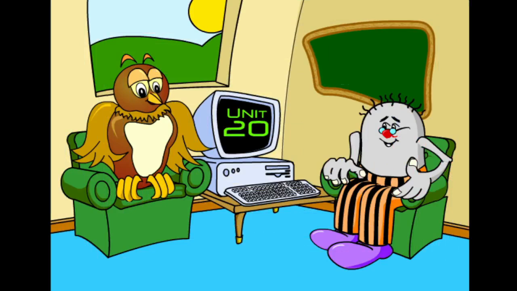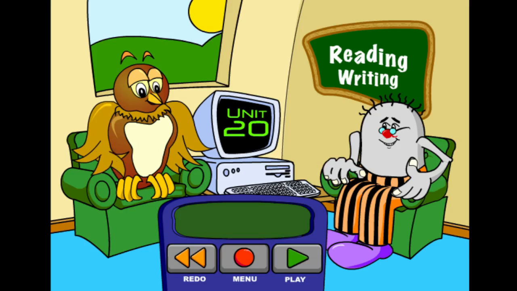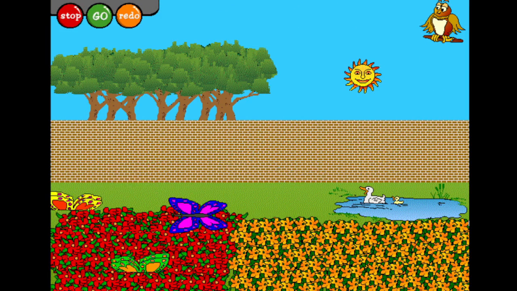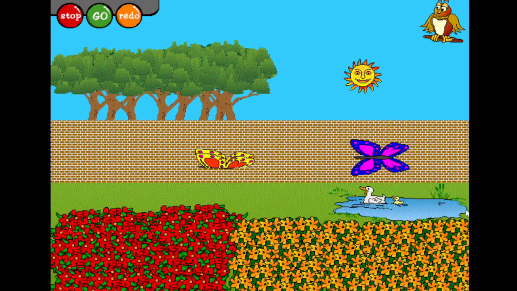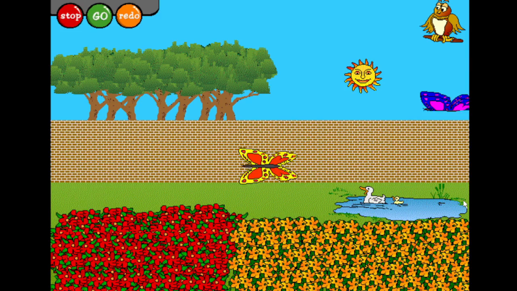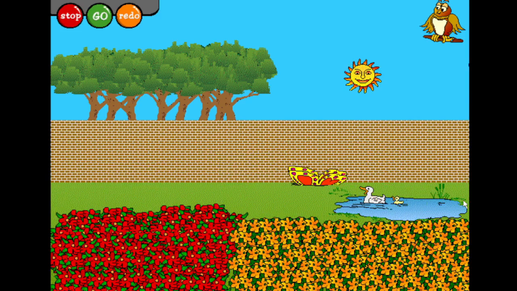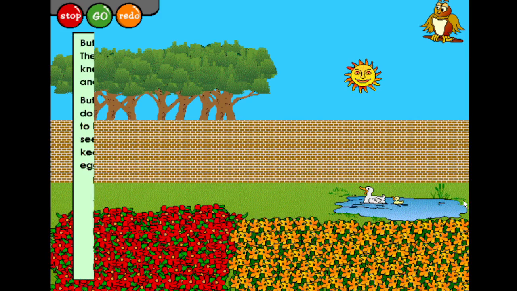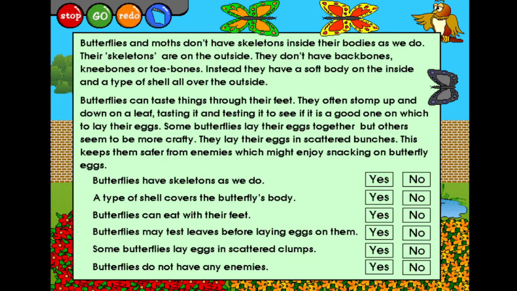Excellent work! Unit 20, Reading, Writing. Click the rewind button on the remote to do that lesson again, or click the play button on the remote to go to the next lesson. Read about butterflies and moths. Click on the book to hear it read. When you are ready to continue, click on Go.